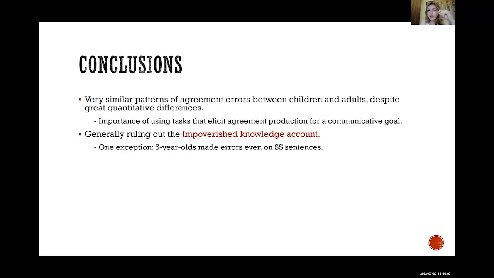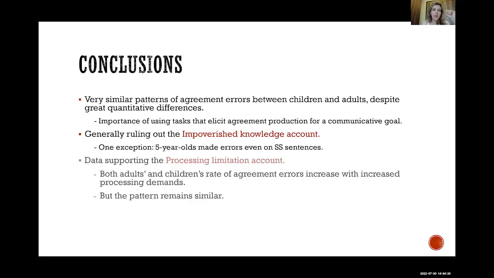Our pattern generally rules out the impoverished knowledge account, with the exception of subject-verb agreement, and this is not necessarily tied to sentences with complex NPs. The general pattern of the data instead supports the processing limitation account. Both children's and adults' rate of agreement errors increased with increased processing demands, but the pattern was similar to begin with and stayed similar as a function of this increase.